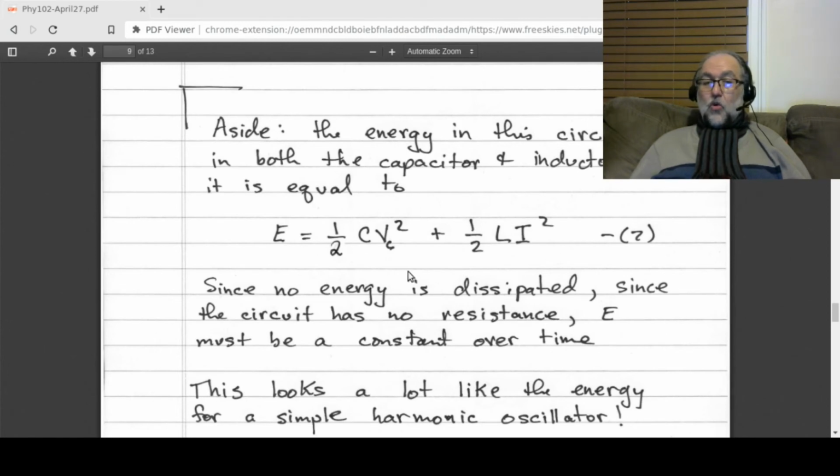So this is the total energy, but there's no resistor in the circuit, so that total energy had better be conserved. And if you take a look at that, you'll see that it's 1/2 C V squared plus 1/2 L I squared.